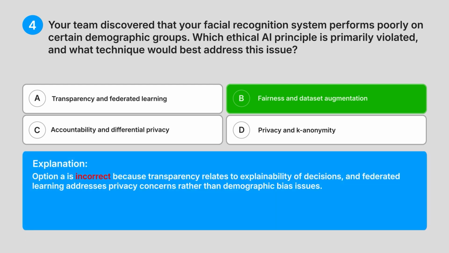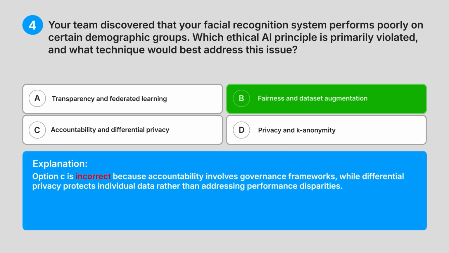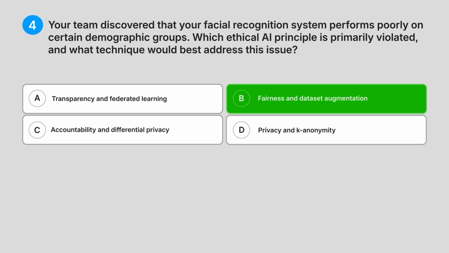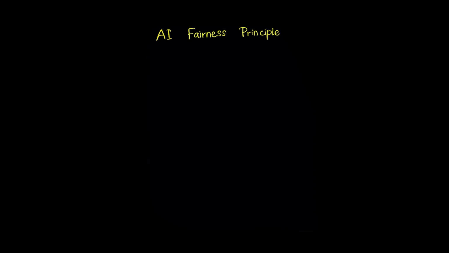Option A is incorrect because transparency relates to explainability of decisions, and federated learning addresses privacy concerns rather than demographic bias issues. Option C is incorrect because accountability involves governance frameworks, while differential privacy protects individual data rather than addressing performance disparities. Option D is incorrect because privacy and k-anonymity protect individual identification but do not address the fundamental bias in model performance. Let's explore the critical relationship between fairness and dataset augmentation in AI ethics.